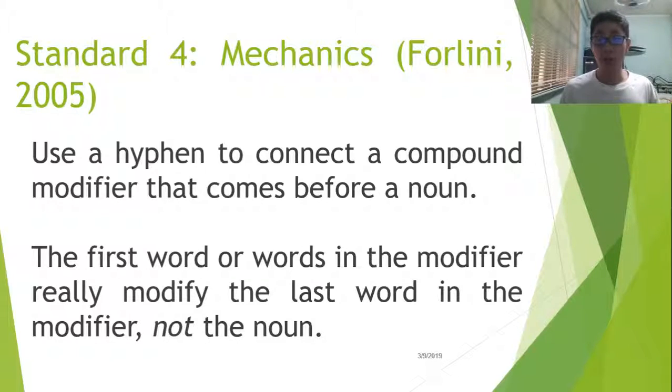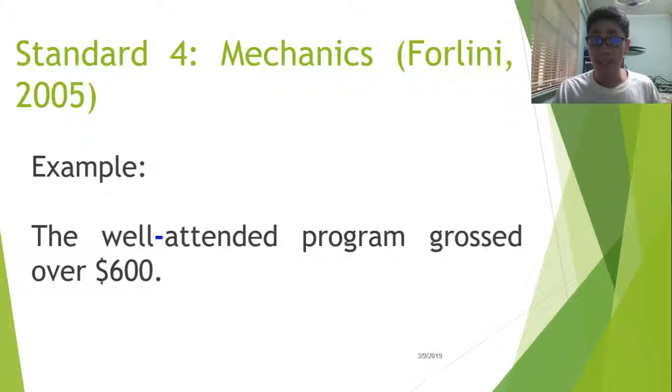Use a hyphen to connect a compound modifier that comes before a noun. Now, what is a compound modifier? Okay, it's a modifier that's composed of at least two words that modify the noun next to it. The well-attended program. Well-attended is the compound modifier. It's used as a modifier for program. What type of program? Well-attended. So we conjoin well and attended with the use of the hyphen.